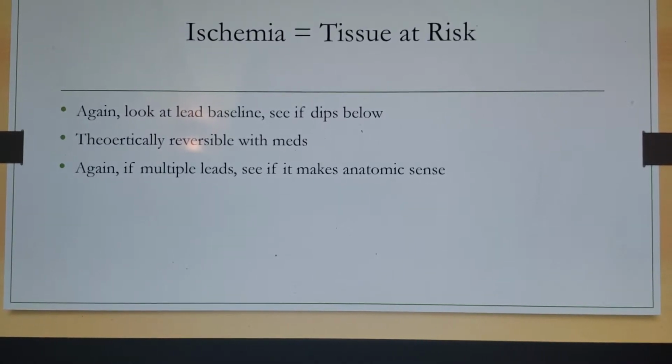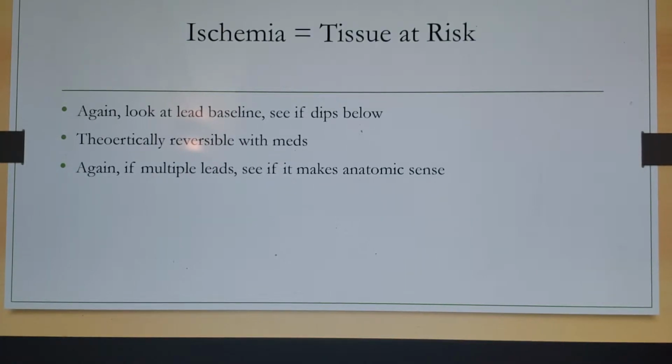So you had infarction, tissue actively dying. The second step is ischemia, which is tissue at risk. So again, look at the lead baseline. See if it dips below that baseline. These are changes that are theoretically reversible with meds. So if you get them on a nitro drip, you give them a beta blocker, you anticoagulate them, sometimes you'll see those ST depressions resolve and you've removed that tissue at risk of infarction.